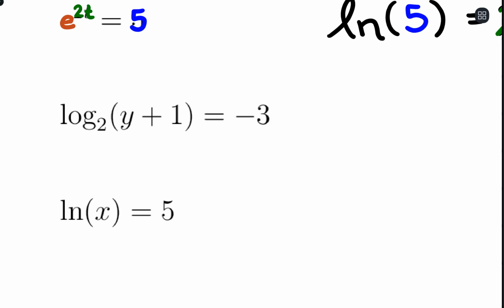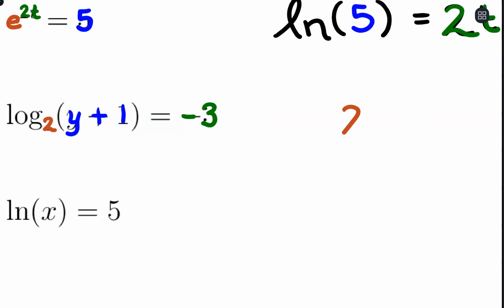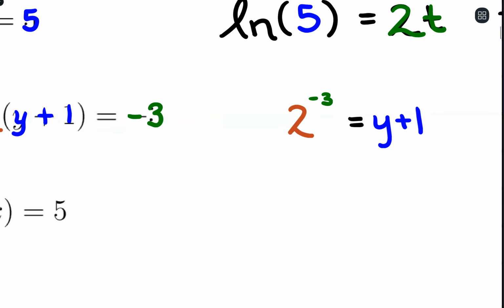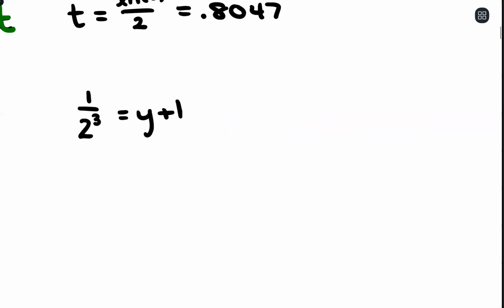All right, logarithm base 2 of this expression, y plus 1, and then that's equaling -3, which would be our exponent. So we have base 2 to the -3 equals that expression of y plus 1. And then we could actually simplify this. So 2 to the -3 would be 1 over 2 cubed. So that negative exponent just moves it to a denominator. So that would be 1/8 equals y plus 1.